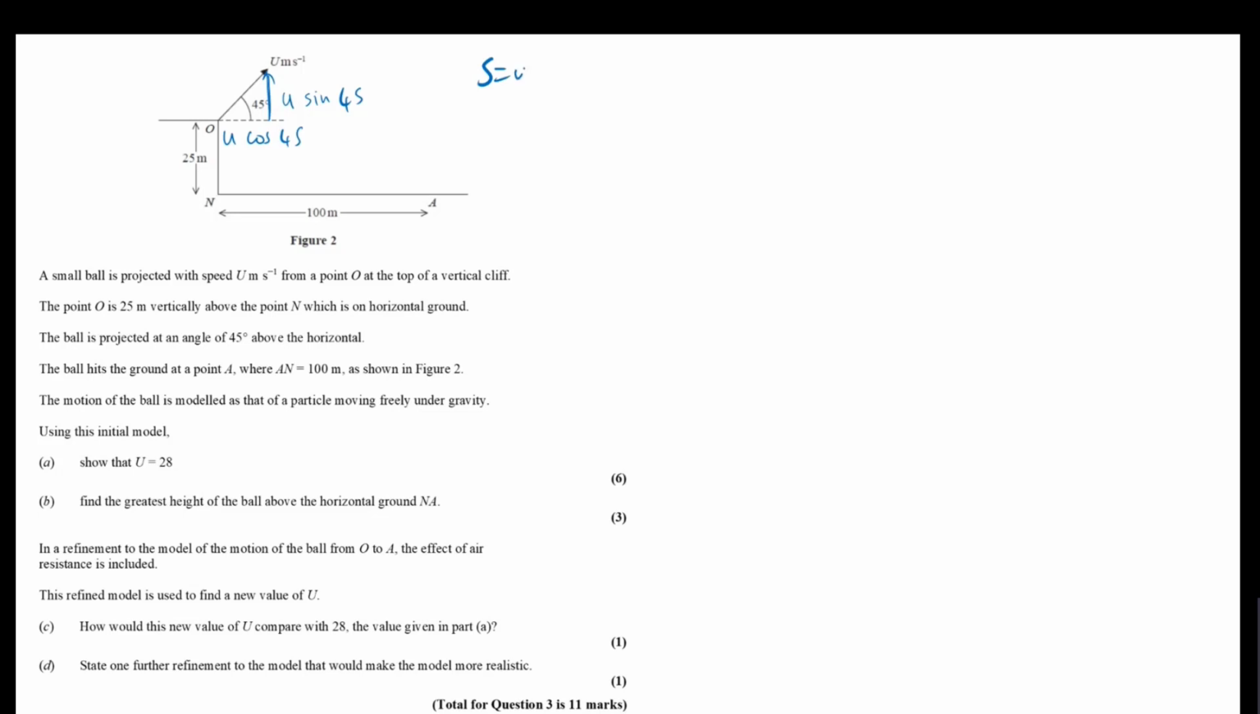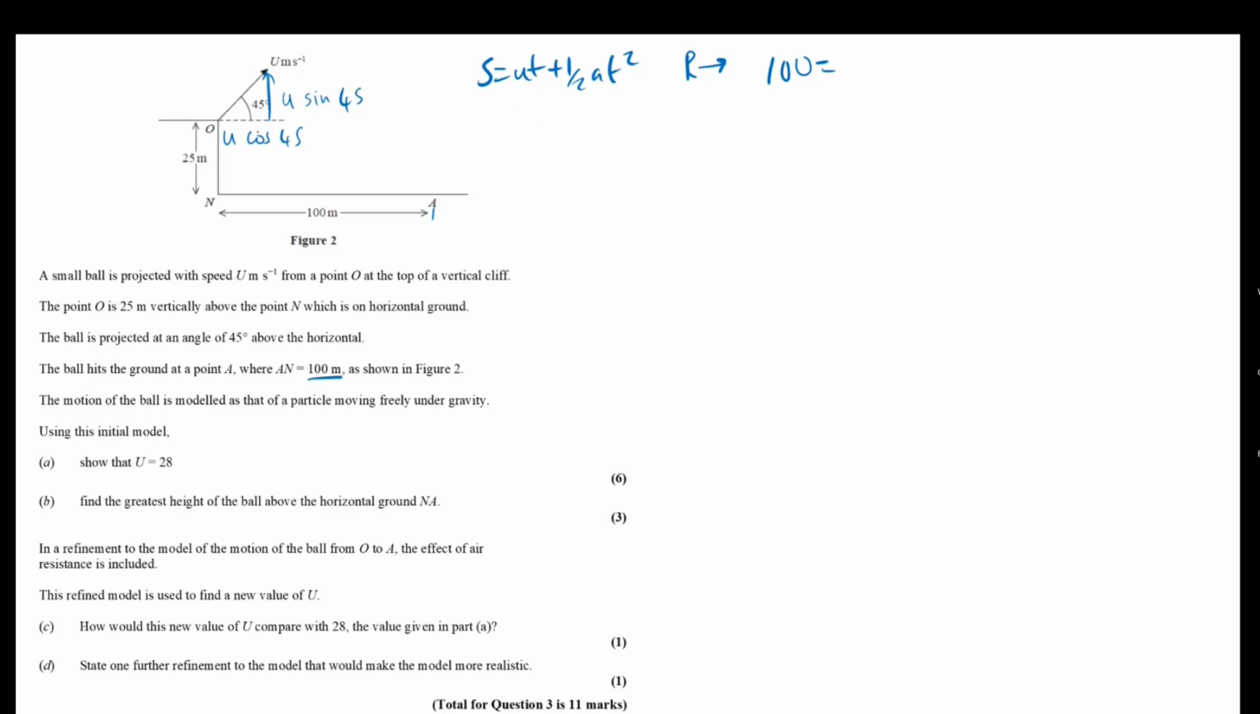Remember, just write s equals ut plus a half at squared. And then the first step is to resolve horizontally. Okay, so resolve horizontally. And I think you should be able to try that out. The ball hits the ground at 100 meters. So we resolve horizontally, we know S, we're going to get 100 equals what? And I'm going to write what U is.